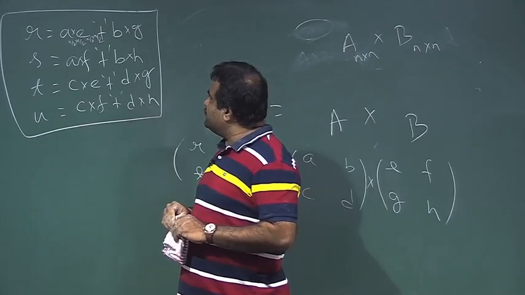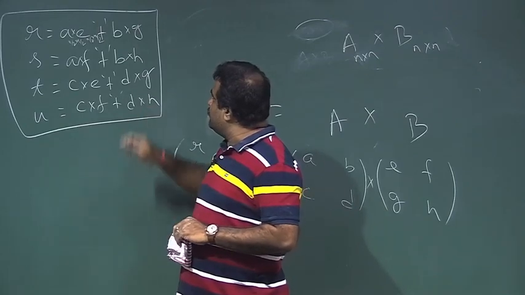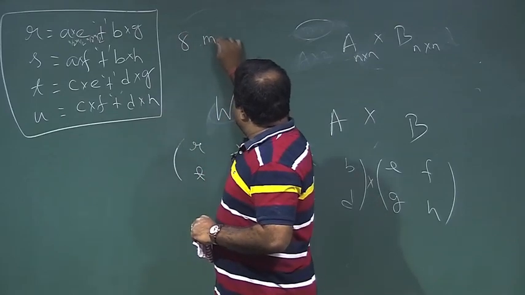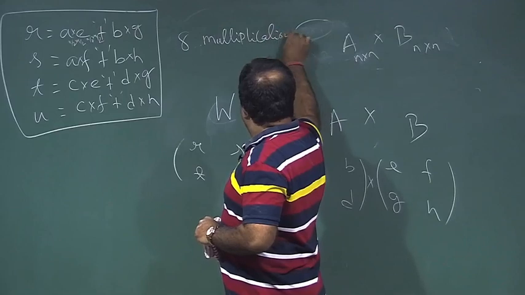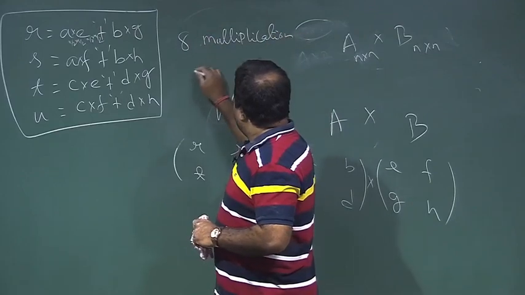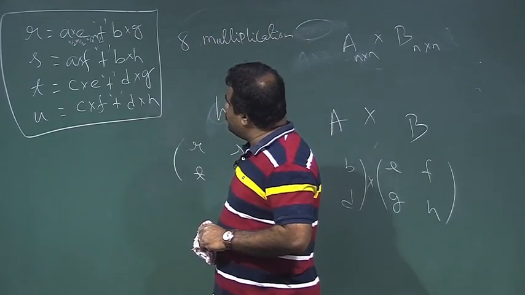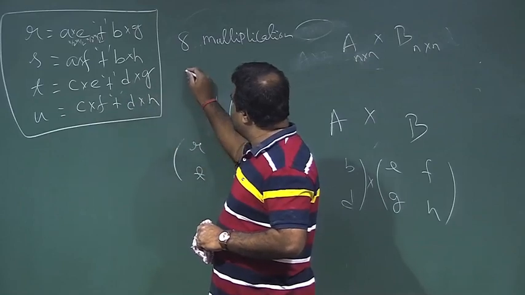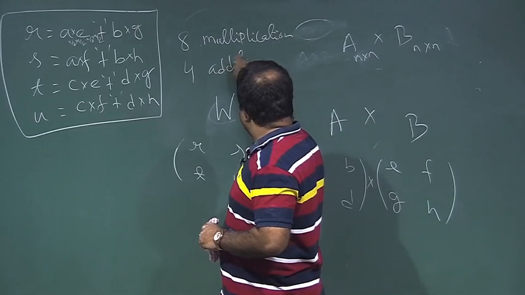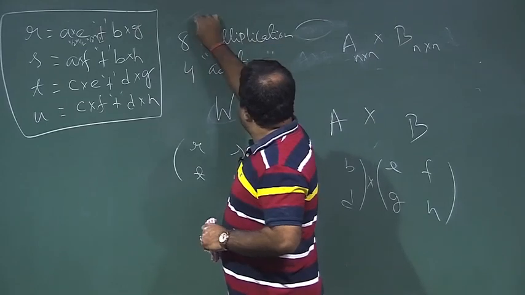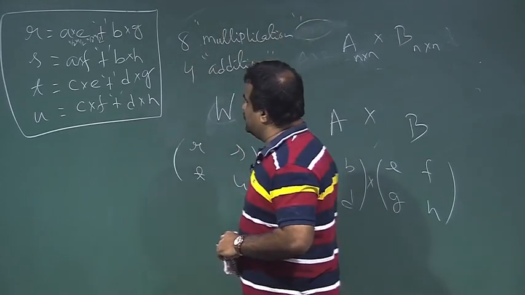How many matrix multiplications are we doing? Basically we are doing 8 multiplications. And how many additions are we doing? We are doing 4 matrix additions. These are all matrix additions, and these are all matrix multiplications of lesser size.